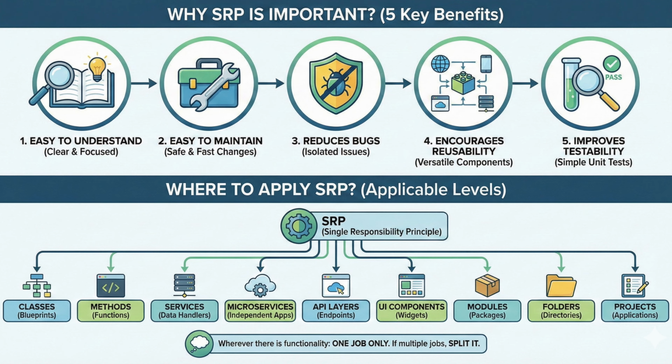Encourages reusability. When each class is focused on a single responsibility, those classes become highly reusable. Other modules, other teams, or even completely different applications can use them easily without modification. Clean separation naturally leads to reusable and professional code. Improves testability. Unit testing becomes incredibly simple with SRP. Since each class is responsible for only one thing, we can test that one responsibility independently. Tests become clearer, faster, and far more reliable. This is one of the biggest reasons why SRP is loved in real-world enterprise projects.